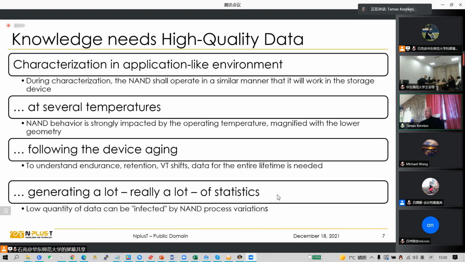During the entire lifetime, the number of cycles, and to generate the endurance retention data, VT shift data, and so on. And because of the critical technology and the high process variation, if you have a low quantity of data, it will be impacted by this variation. So you need to really generate a lot of statistics.